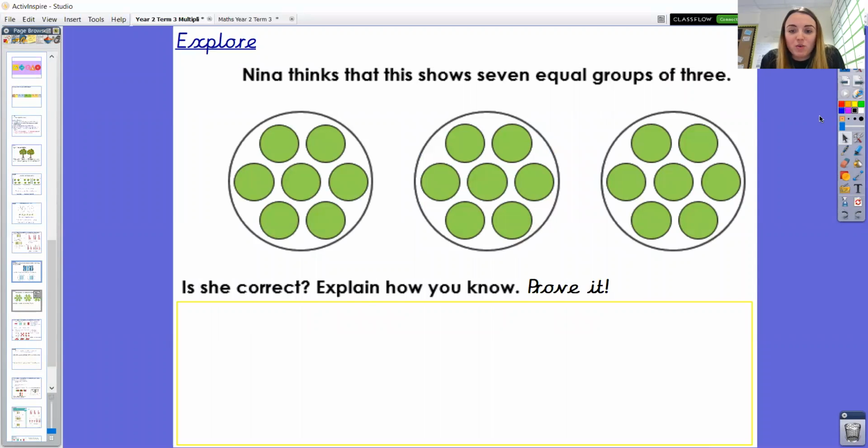Oh, I'm excited about this question as we're going to use our explaining skills. So for the next explore question, it says Nina thinks that this shows 7 equal groups of 3. Is she correct? So she thinks there are 7 equal groups of 3. Have a go at talking about this at home and explain how you know. You may even want to prove it by drawing a picture in your book.